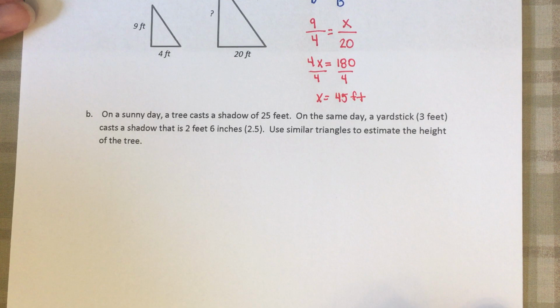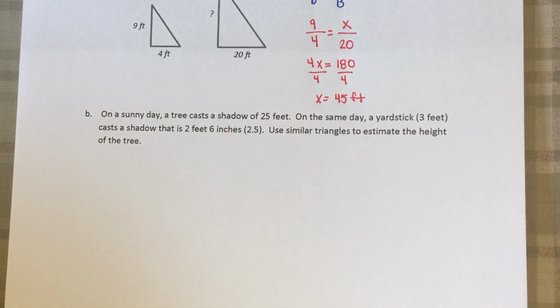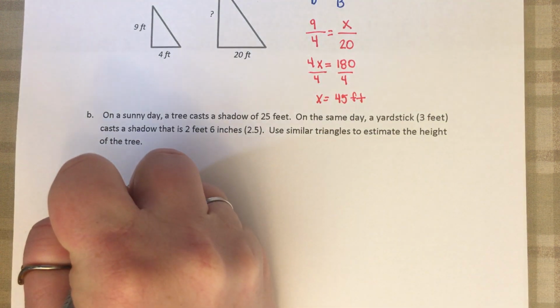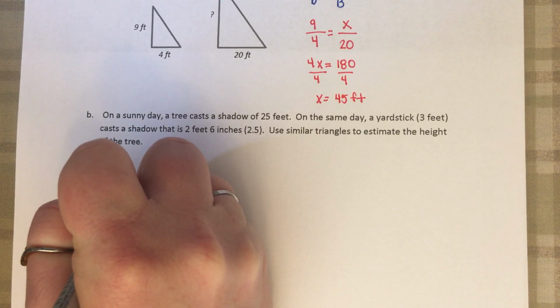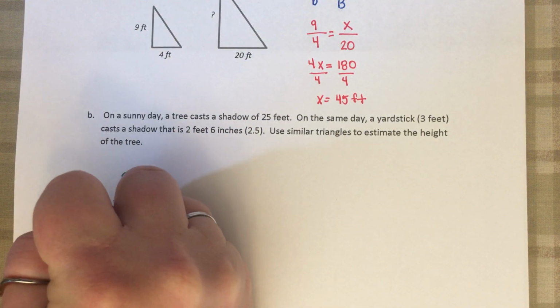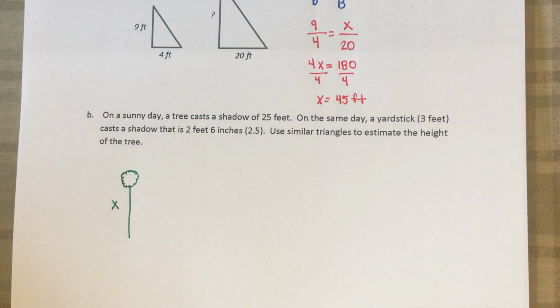For B, we're given an application type problem. On a sunny day, a tree casts a shadow of 25 feet. On the same day, a yardstick casts a shadow that is 2 feet 6 inches, or 2.5 feet. Use similar triangles to estimate the height of the tree. Okay, so we're going to start with a little picture for this one. So we're going to go ahead and draw out a picture. So this is going to be our tree. And we're told that this tree is the height that we are looking for.